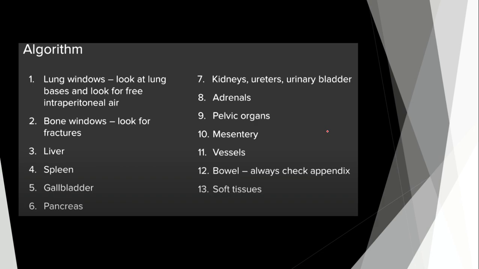First, lung windows. Look at lung bases and look for free intraperitoneal air. Second, bone windows. Look for fractures. Third, liver. Fourth, spleen. Fifth, gallbladder. 6. Pancreas. 7. Kidneys, ureters, urinary bladder. 8. Adrenals. 9. Pelvic organs. 10. Mesentery. 11. Vessels. 12. Bowel. Always check the appendix. And 13. Soft tissues.